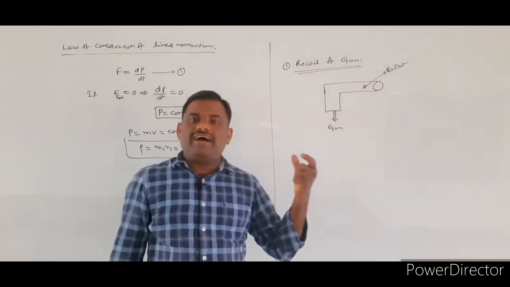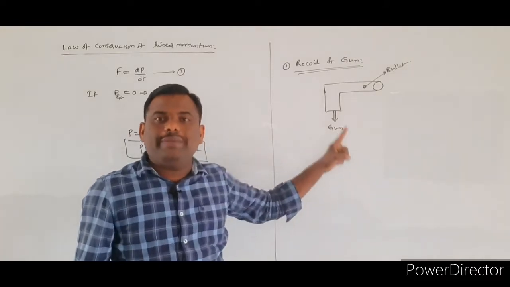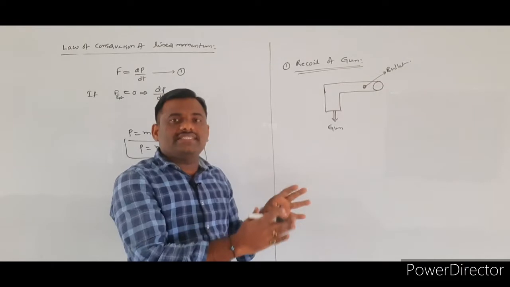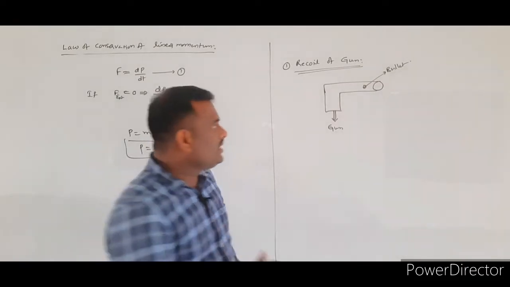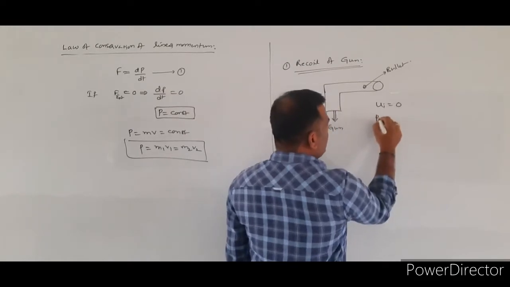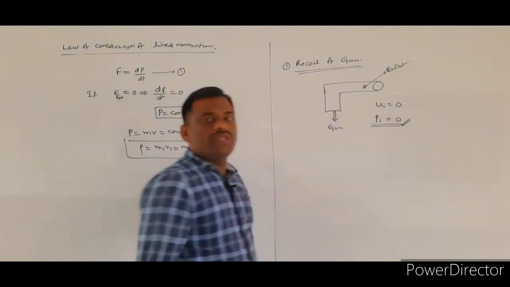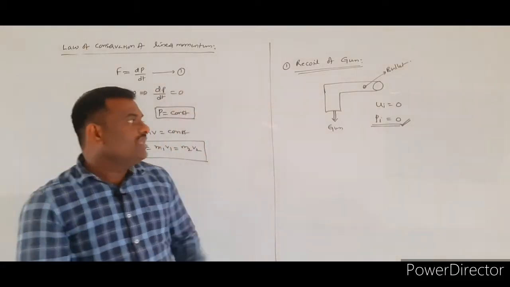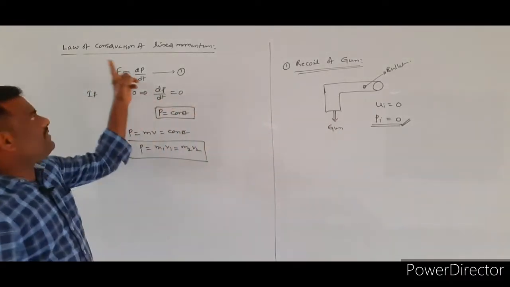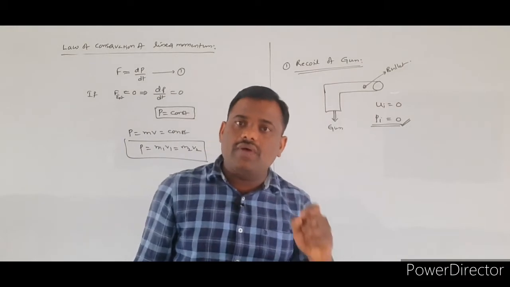Before we fire, the gun-bullet system is in the state of rest. Whenever the system is initially at rest, the initial velocity is equal to 0. If the initial velocity is equal to 0, the initial momentum is also equal to 0. If the initial momentum is equal to 0, according to the law of conservation of linear momentum, the final momentum must be equal to 0.